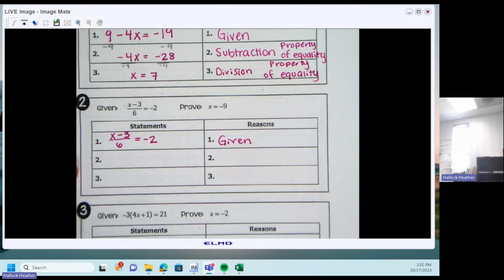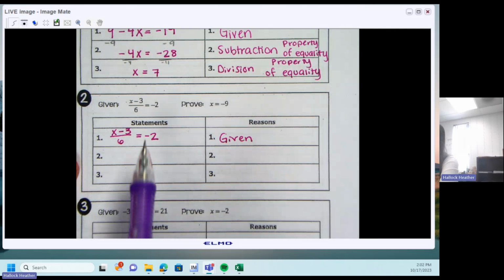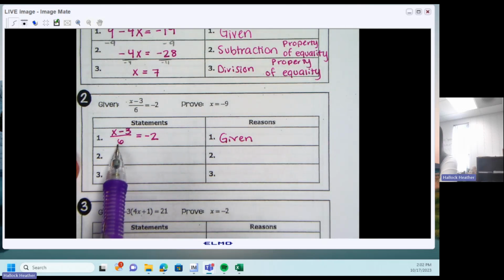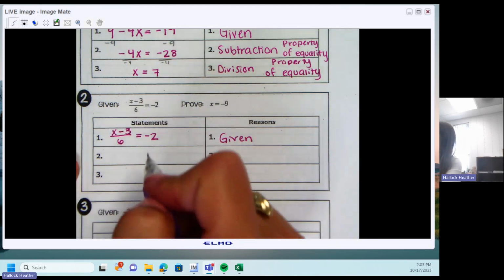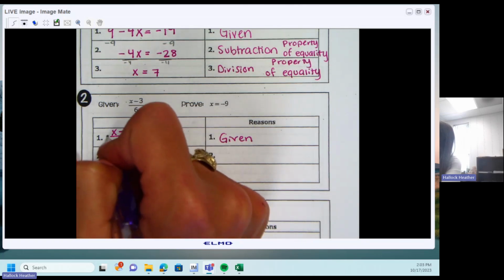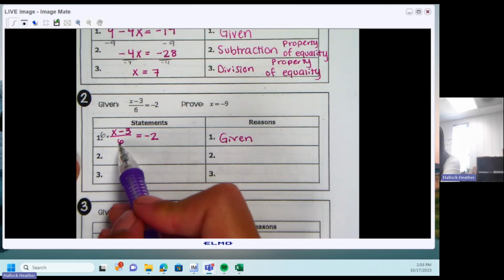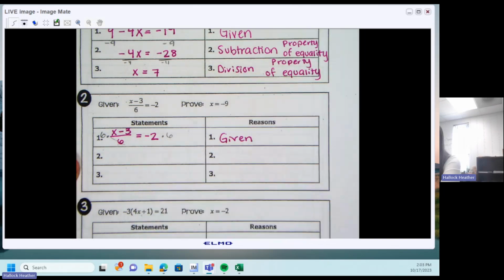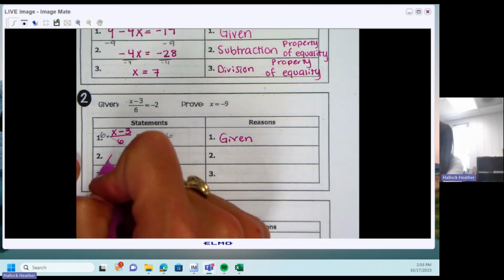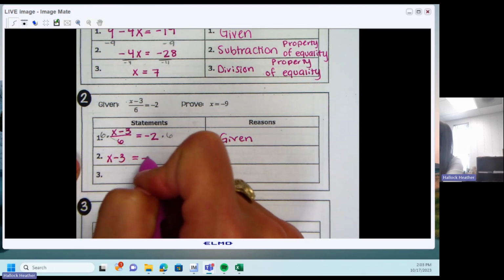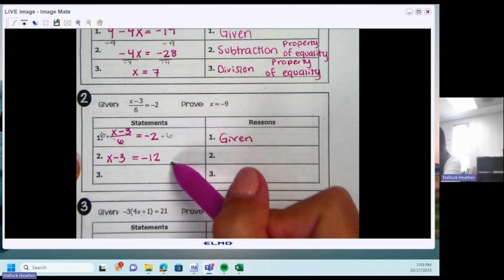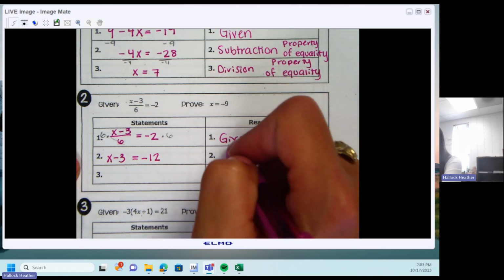So if I think about how I'm solving this, I have to get rid of two things, the -3 and the 6. So I have to undo my division first before I can get rid of the -3. So before that, I'm going to move my 6 to the other side. The opposite of division is multiplication because a fraction is fancy division. So when I multiply by 6, I'm really crossing them out. But what I do to one side, I have to do to the other side. So I'm left with x minus 3 equals -12. And what I did to go from here to here is multiplication property of equality.